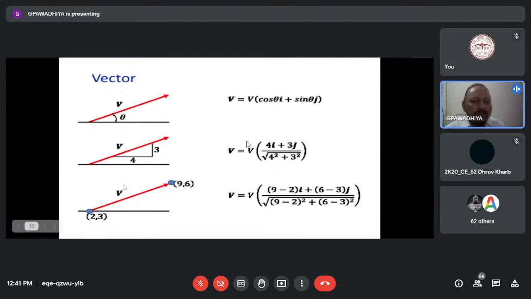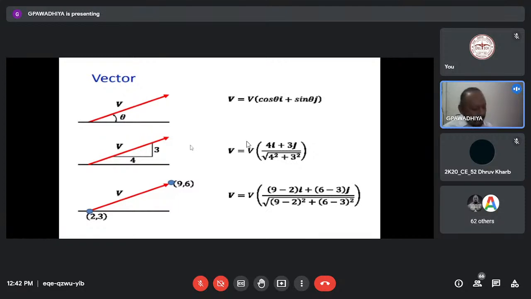A third way to represent the vector: at times we know the location of these vectors. So both ends are connected to some machine somewhere, so their coordinate positions are known. So instead of getting theta, we know the coordinates. From the coordinates, we can find out their x projection and y projection, and then find out the length here. So in terms of length, we can define cos theta and sine theta in this fashion: (9 minus 2) divided by square root of (9 minus 2) whole square plus (6 minus 3) whole square, i, plus (6 minus 3) divided by square root of (9 minus 2) whole square plus (6 minus 3) whole square, j, multiplied by V is vector V. So these are the three ways to define or represent a vector.